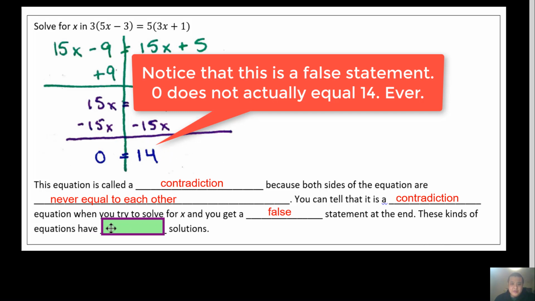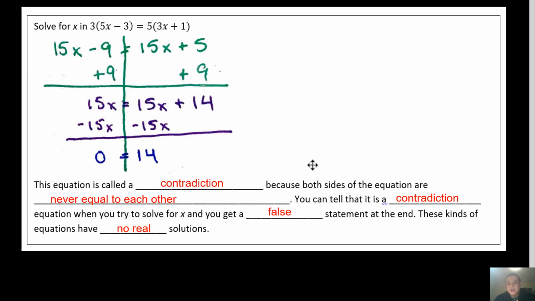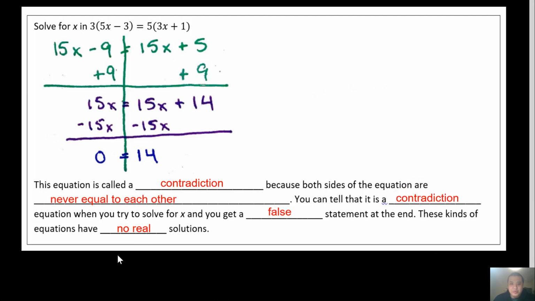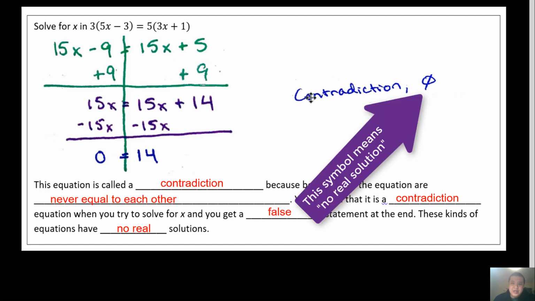These kind of equations have no real solutions. No real solutions because, as some of you may remember from a long time ago, there's something called imaginary numbers, and there may be an imaginary solution, but in this case there's no real solution. So therefore, this is called a contradiction. This sign right here, a 0 with a line through it, means no real solution. So instead of writing no real solution, you can simply do a 0 with a line through it.